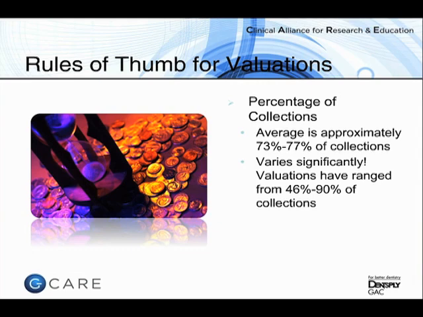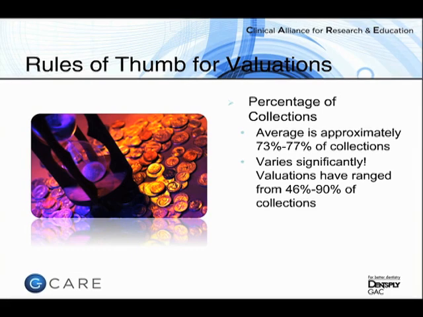The first one that you always hear about is percentage of collections. What's the value of the practice as a percentage of collections? Or what price am I paying as a percentage of collections? And the average is approximately 73 to 77% of collections. But be very careful, that's only an average.